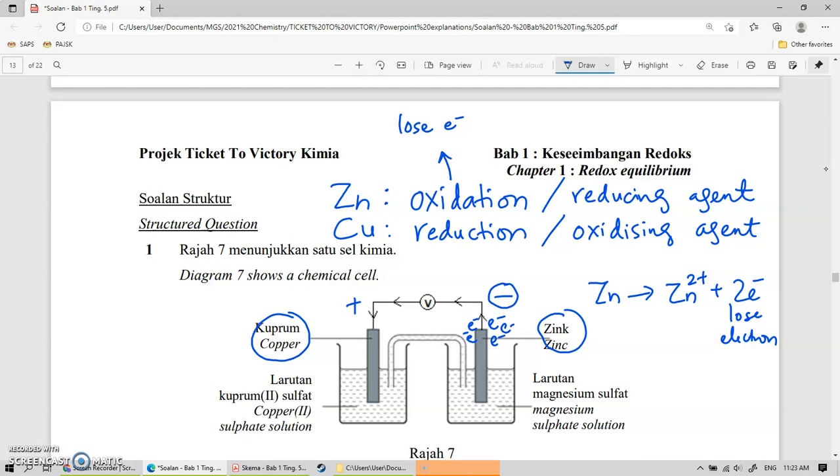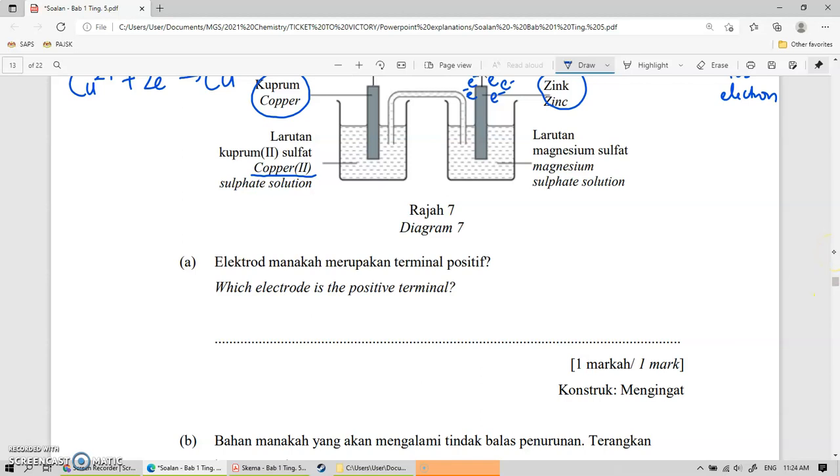What happens at the copper terminal is that the copper 2 ion in the solution receives the electrons that are given out by zinc. The electrons flow through the external circuit, through the connecting wires to the copper electrode, and the copper 2 ion in the solution will receive the electrons to form copper. So copper is the positive terminal, not positive electrode, positive terminal. Copper is the positive terminal.